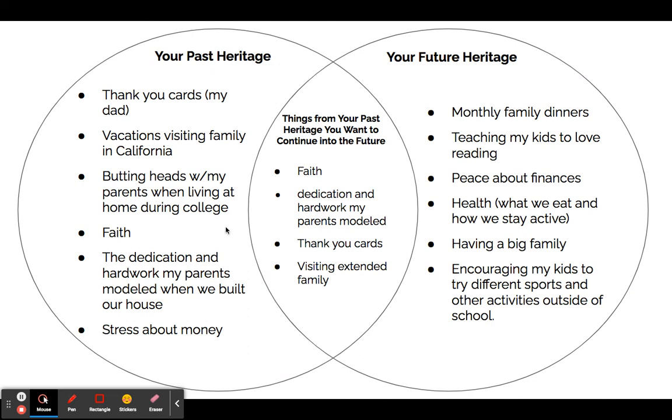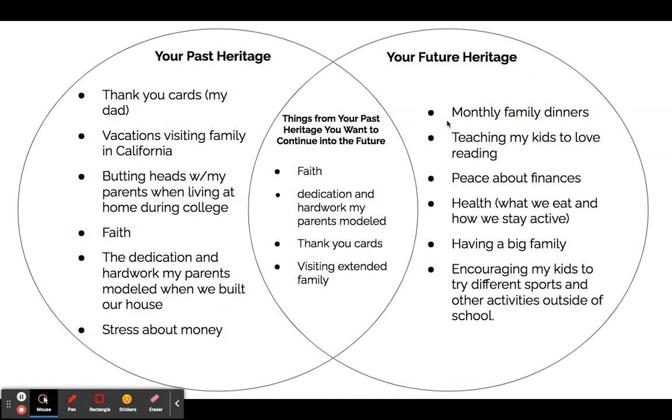Things from this section of my past that I want to carry over, I decided were these things. So, I'm not going to go over that because I just talked about it. So, now I'm thinking about my future heritage. What do I want my family, the culture of my life, to be like in the future? These are things that have yet to happen, but I want to make them happen. They're kind of dreams and visions that I have.